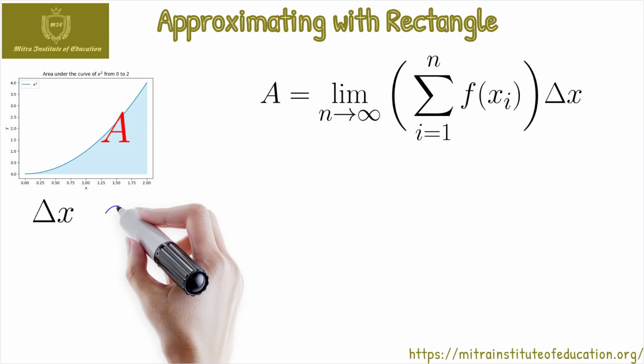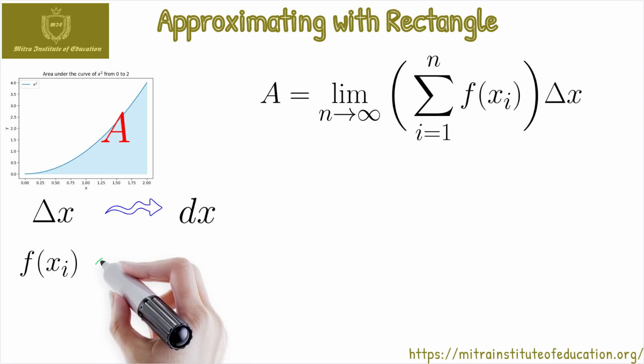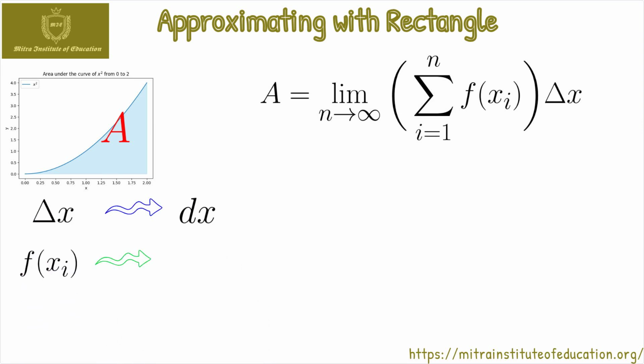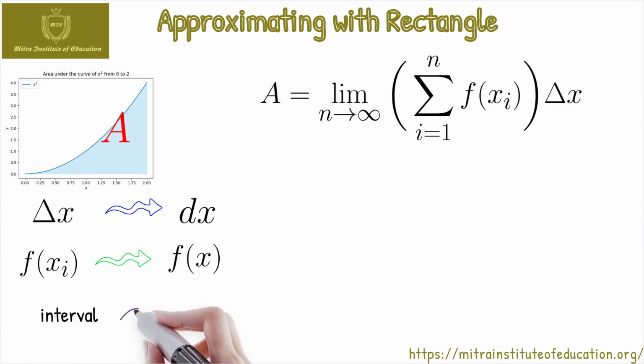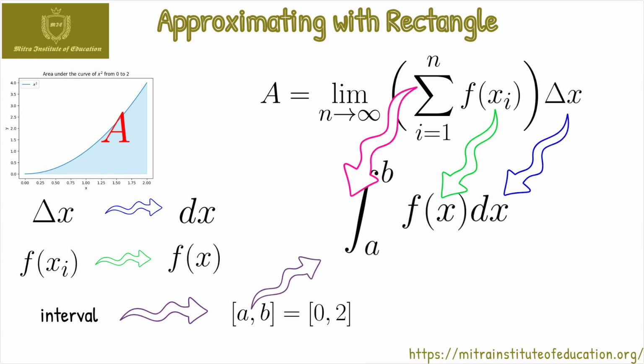Next, we replace delta x with dx, which reflects that the width of the intervals is now infinitely small. Since the summation is over infinitely many points, we no longer use discrete values, like f of x sub i. Instead, we simply write f of x, to show the continuity. This gives us the integral representation of the area under the curve, the one we are familiar with. Finally, because we are calculating the area over the interval from 0 to 2, we indicate this with the limits of integration, 0 and 2.